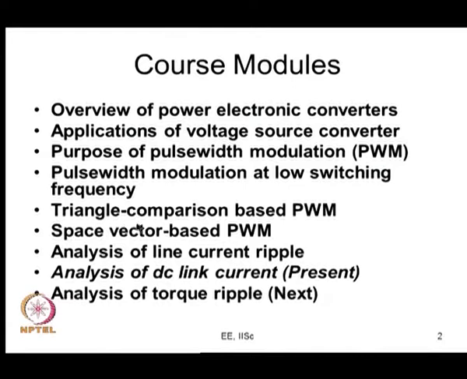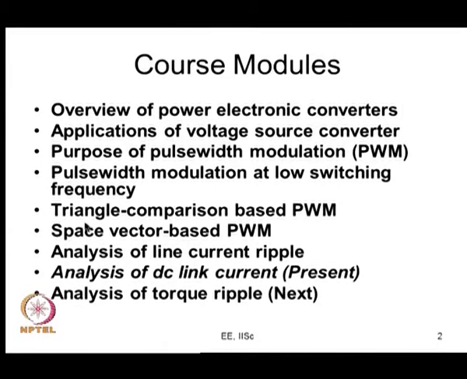Subsequently, we looked at the triangle comparison based PWM. When you are generating pulse width modulation, one of the common ways of doing it is triangle comparison. You have 3-phase modulating signals and you compare them with a triangular carrier, and based on the comparison you switch your inverter leg. If the modulating signal is greater than the carrier, then the top device is on, otherwise the bottom device is on, as we have already seen.